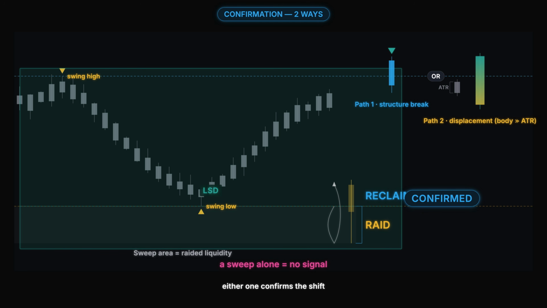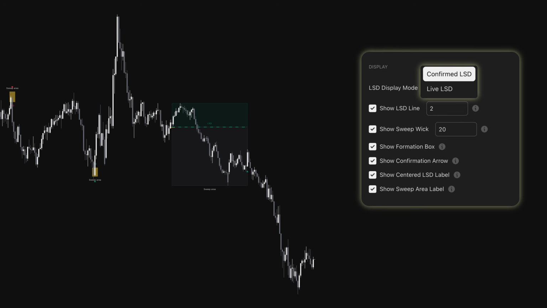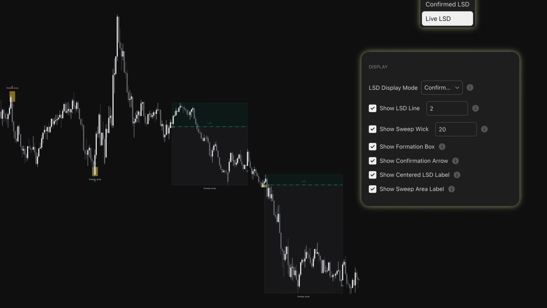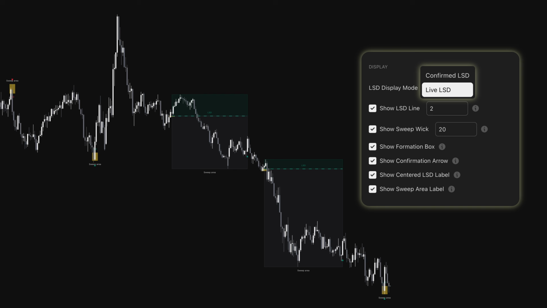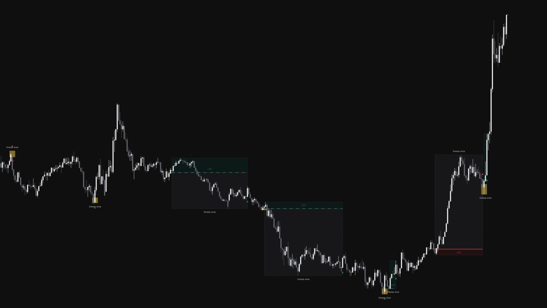A gray sweep zone marks the area that was raided. On the display question that matters most for this kind of tool, it gives you a choice. In confirmed mode, it draws nothing until the shift is locked in, so the marker never moves once printed. In live mode, it shows the setup developing in real time, which updates as the bar forms and will redraw before close, so live mode is best treated as a heads up rather than a finished signal.